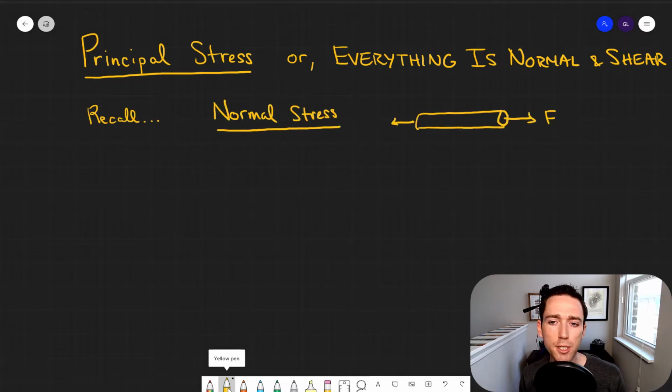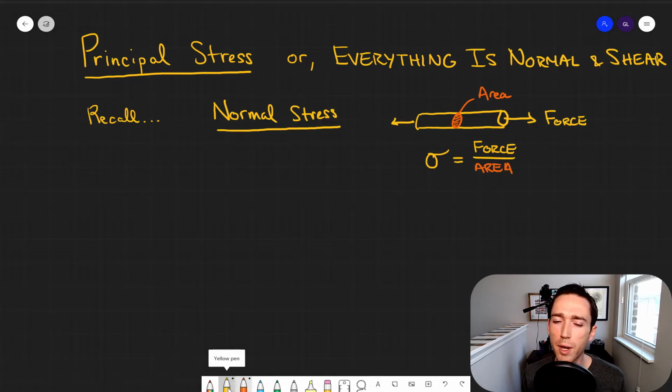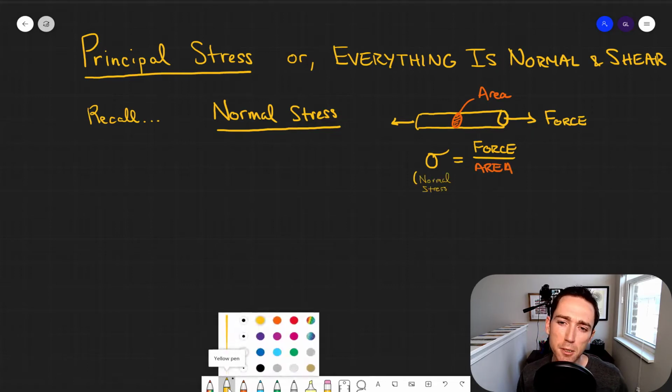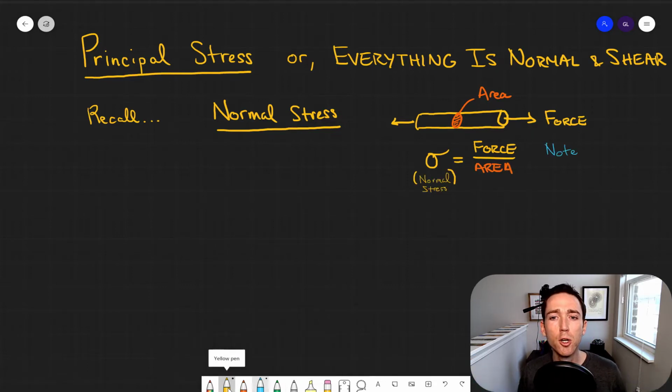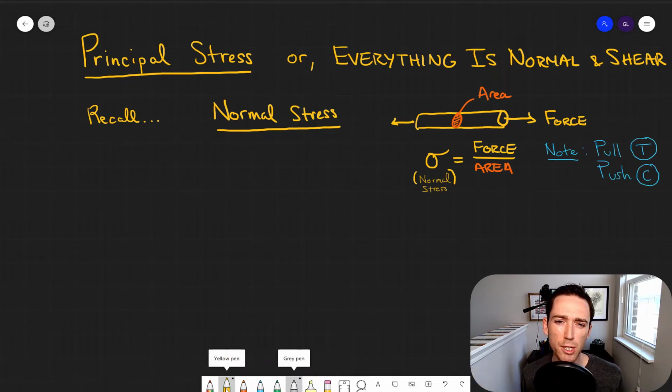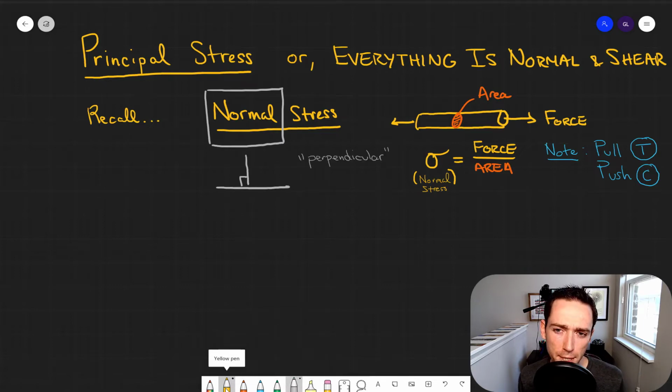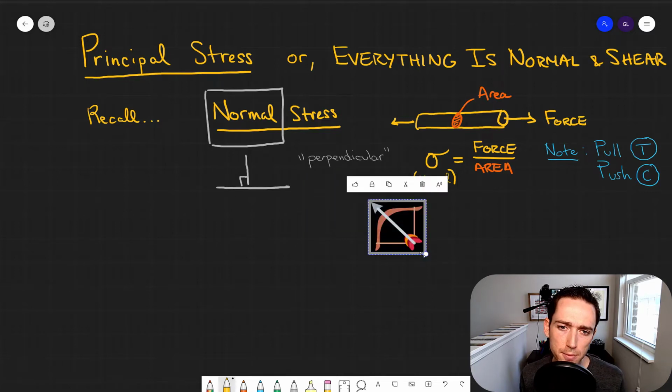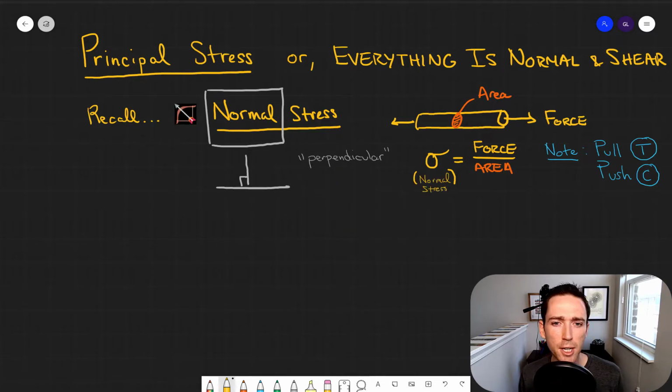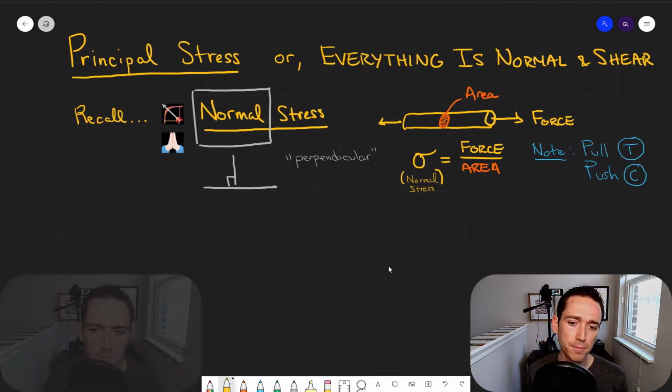So let's first of all consider the simplest possible case of looking at stress. That's normal one-dimensional stress, where we have a force over an area that's applied either in tension, that's pulling, or in compression, that's pushing. Normal stress has a perpendicularity from the area to the force, 90 degrees. Let's use a couple symbols here for pulling and for pushing.